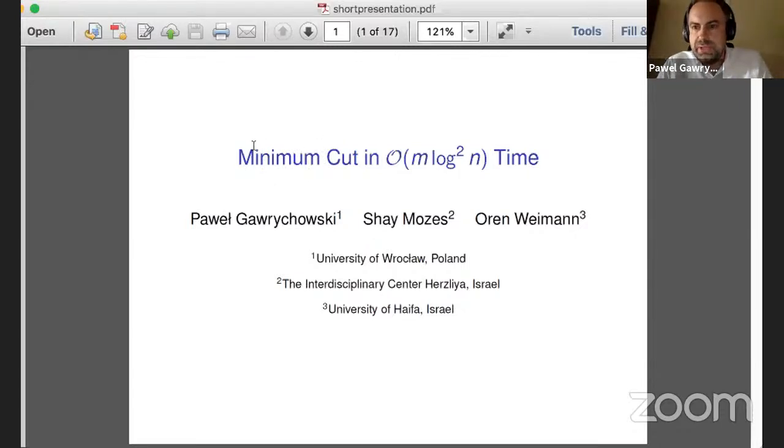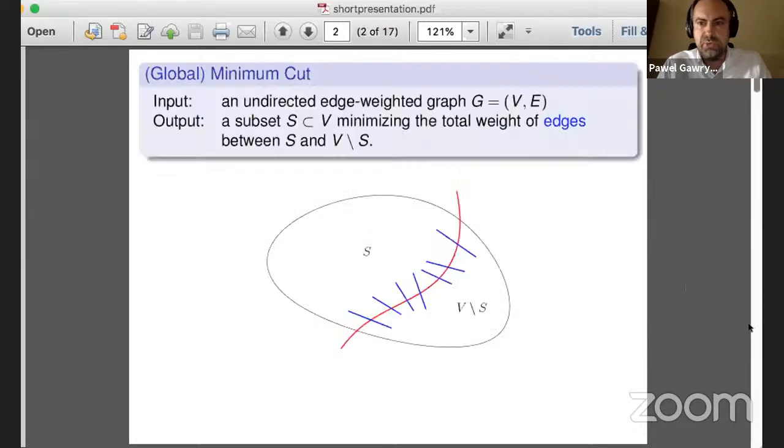So, hello everyone. This is joint work with Shay Mozes and Oren Weimann, and I'm Paweł Gawrychowski. It's about a faster algorithm for the minimum cut problem. I will spend a few minutes explaining the main result in this paper, and then I'm happy to answer your questions. So probably you all know this problem, but just to be sure, we are given an undirected edge-weighted graph, and the weights are positive, but they could be real numbers.